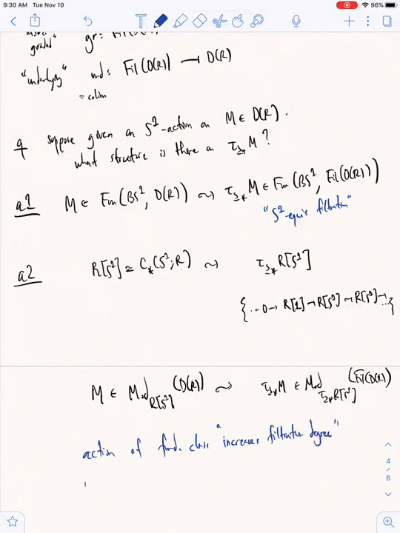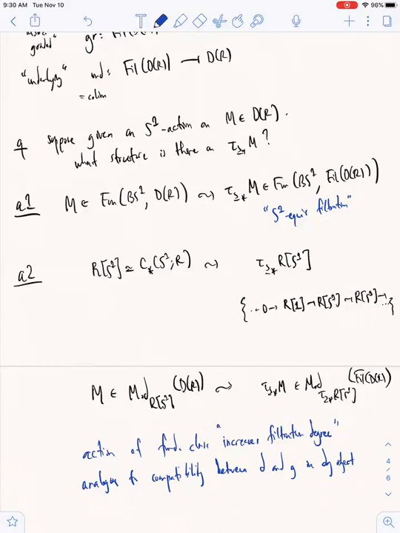And you can think of this as analogous to the compatibility between the differential and the grading in a cochain complex. So the D and the G in a DG object. The differential increases the grading by 1. And here the circle action is increasing the filtration by 1.